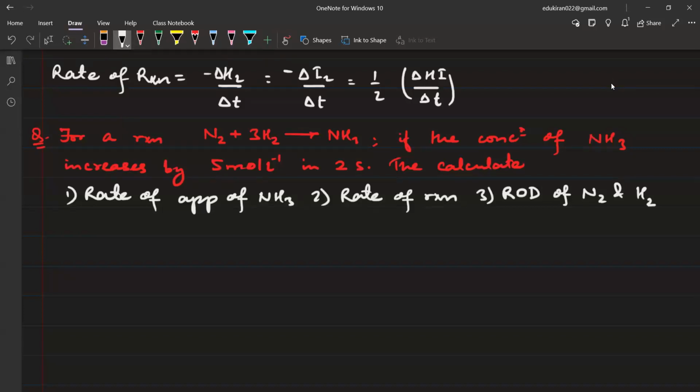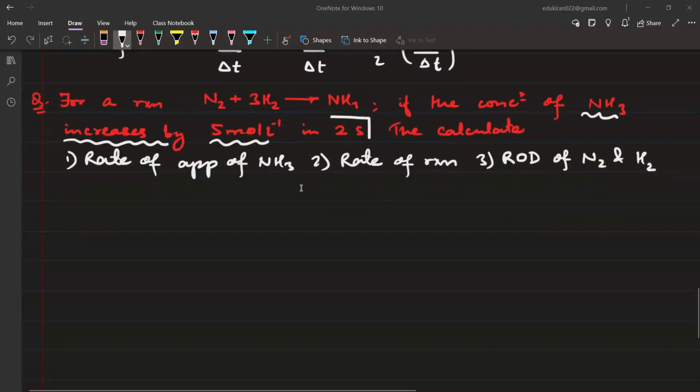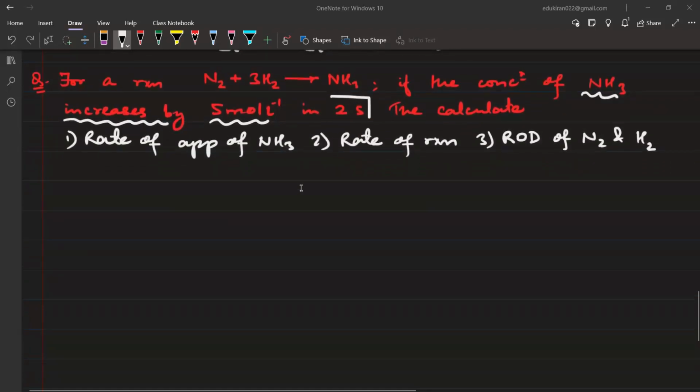See here, read this statement. If the concentration of NH3 increases by 5 moles per liter in 2 seconds. Try to understand what the question is telling you. It's saying that the observation is that the concentration of NH3 is increasing 5 moles per liter in every 2 seconds. Yes or no? Correct, guys?